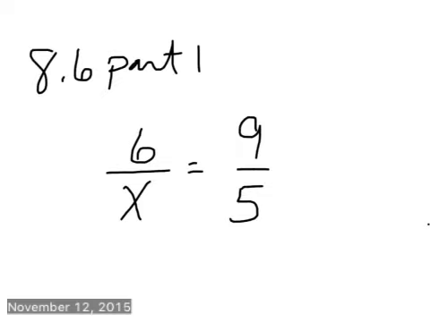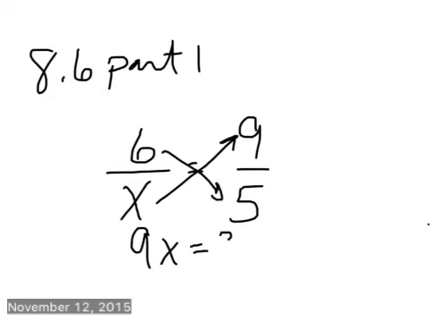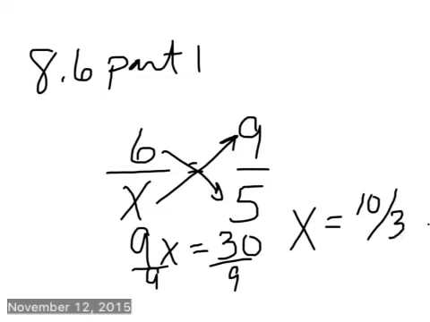When we cross multiply, it doesn't matter which side you go first, but when I cross multiply that way, what do I get? And then on the other way, what would I get? 30. Now what do I do? Divide by 9, and 30 divided by 9 reduces down to what? 10/3. Or if you had 3 1/3 or 3.3 repeating, that would be okay.